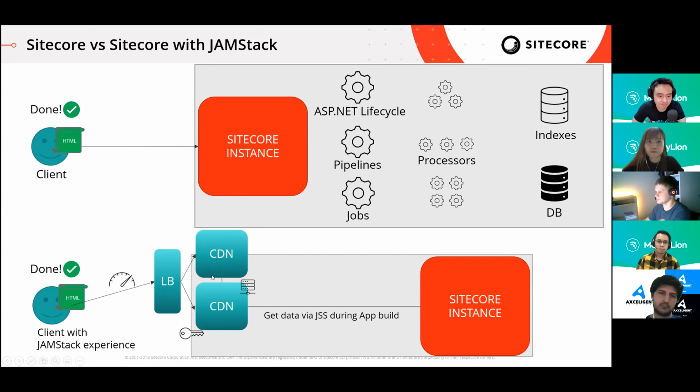And now you may ask what actually happens here in the gray area, because there is something like getting data via JSS during application build. I will show you on the next slide. So I started from the higher level, and now we will go deeper to understand what actually happens and how to make our Jamstack application available to run.